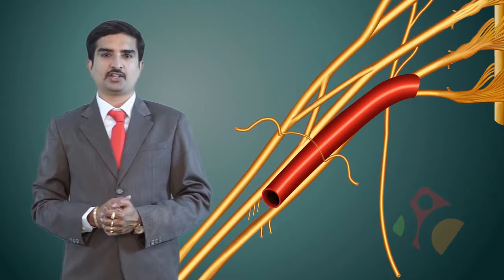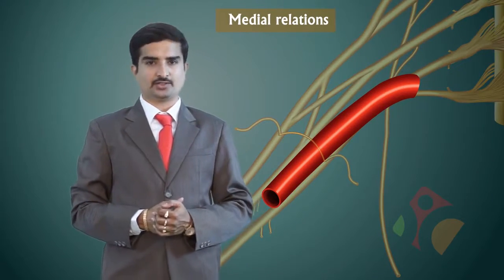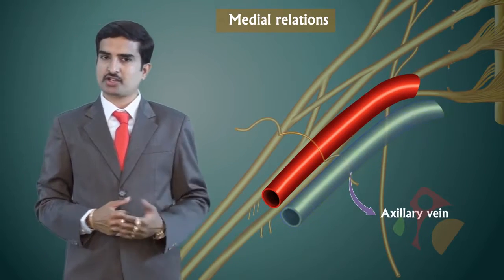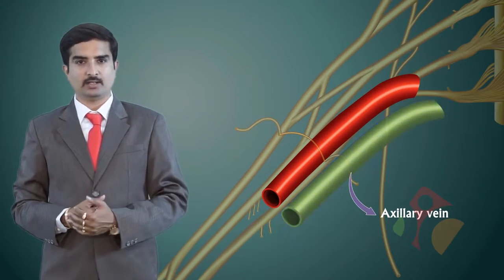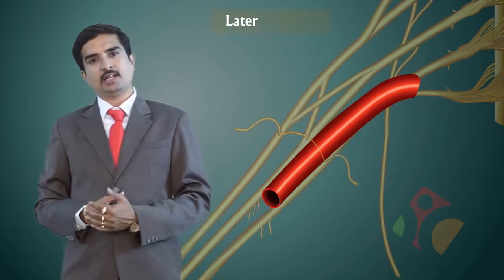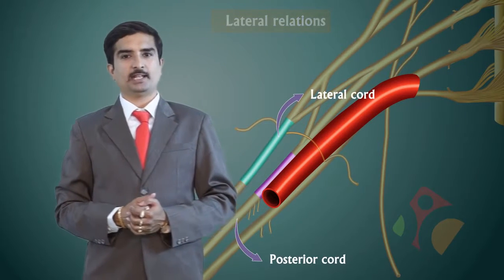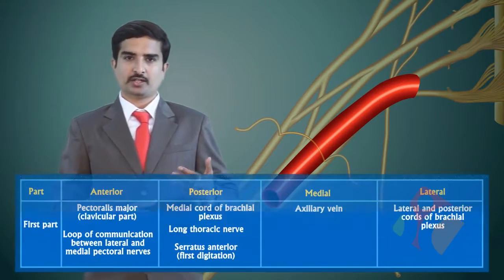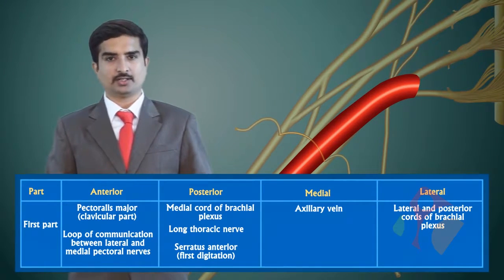After knowing the posterior relations, let's discuss the medial relations of the first part of the axillary artery. Medially, it is related to the axillary vein, because I already mentioned that in its entire course the medial relation is the axillary vein. Laterally it is related to the posterior as well as the lateral cord of the brachial plexus. By this we completed the anterior, posterior, medial and lateral relations of the first part.